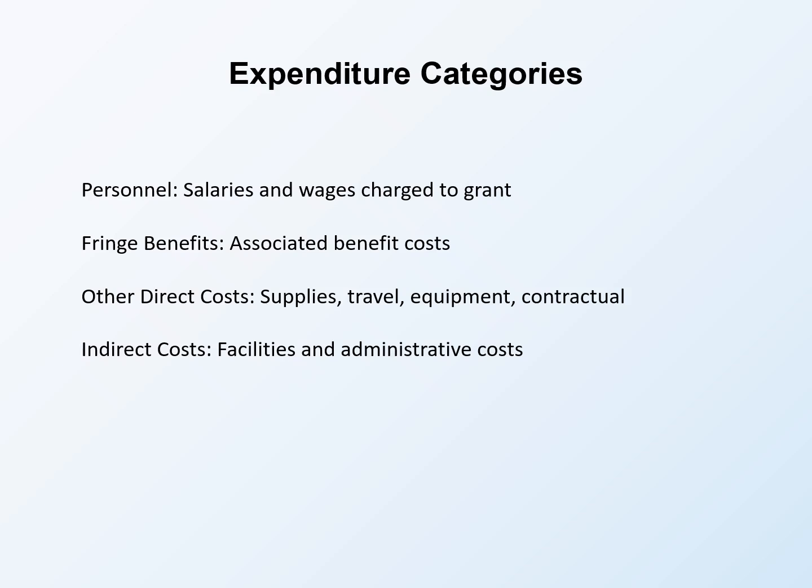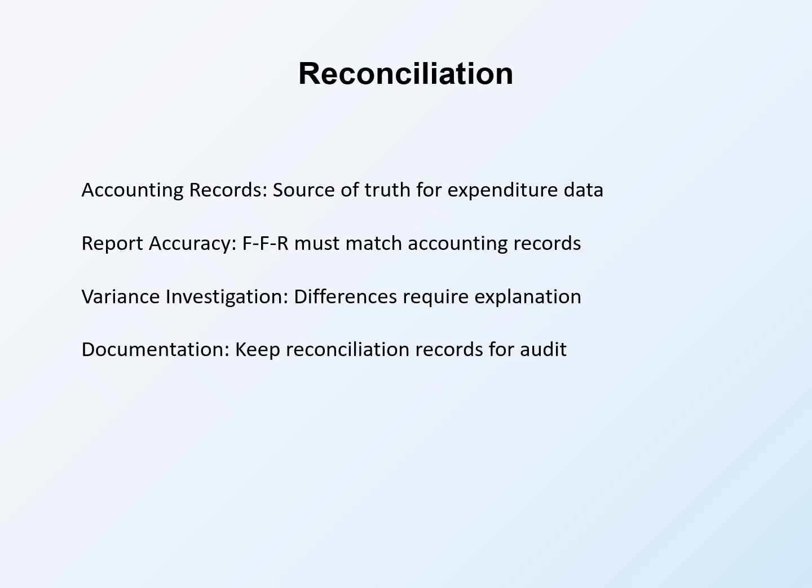Indirect costs, also called facilities and administrative costs, represent organizational overhead allocated to the grant. Indirect costs are calculated using an approved rate applied to an approved base. Report indirect costs consistent with your negotiated rate agreement and award terms. Reconciliation ensures that reported data matches underlying records. This process protects accuracy and supports audit readiness.